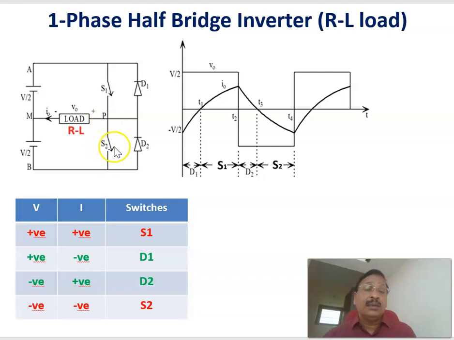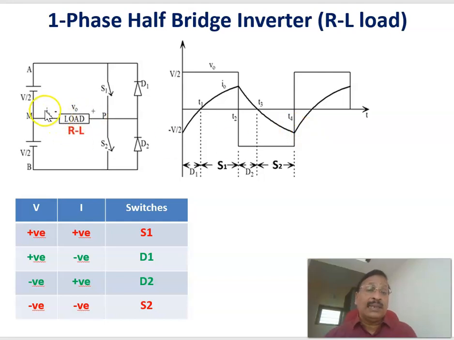At the same time, you can say that one here is negative. That is possible only when D2 is conducting. When D2 conducts, it can draw a current in this direction. At the same time, you will be getting a negative voltage. Therefore, that is the region where D2 will be conducting. And again here, negative voltage and negative current.